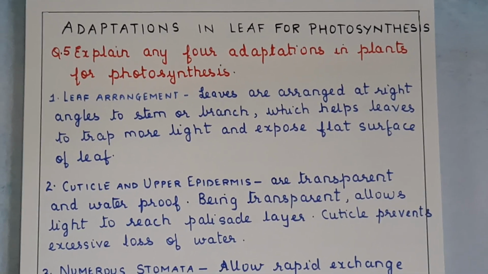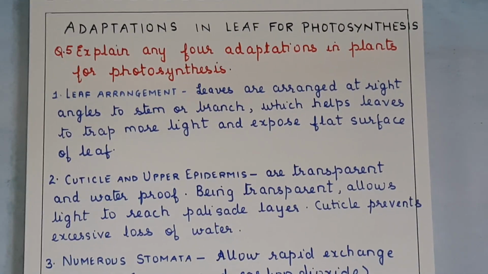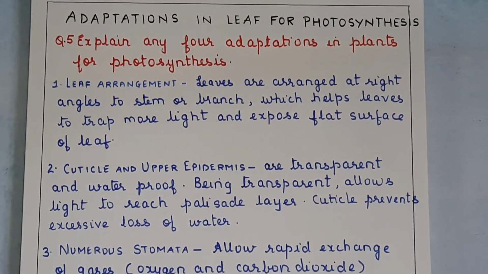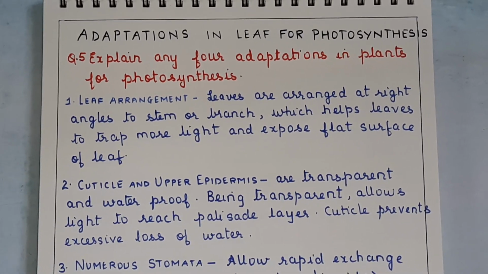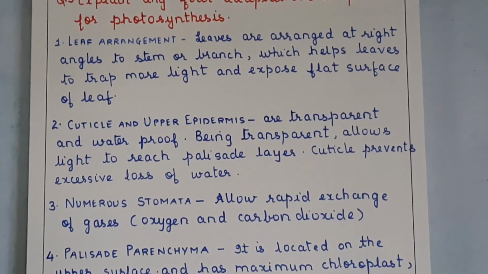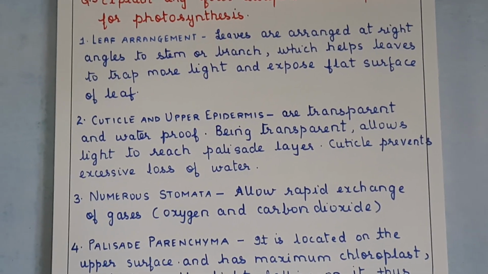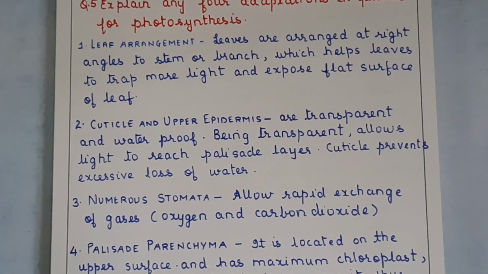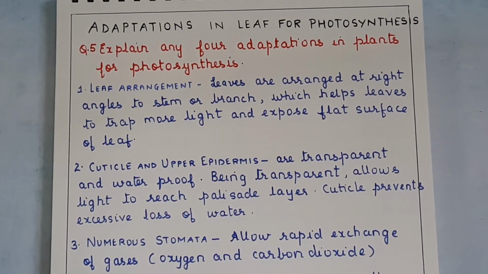Then the cuticle and the upper epidermis are transparent, so through the transparent cuticle the light rays will enter into the palisade parenchyma, where maximum chloroplasts are present for the process of photosynthesis. Then numerous stomata. Now I hope you remember what is the function of stomata. We have discussed in transpiration also. Yes, very good. Stomata provide the entry for the exchange of gases. Oxygen and carbon dioxide diffuse through the stomata.